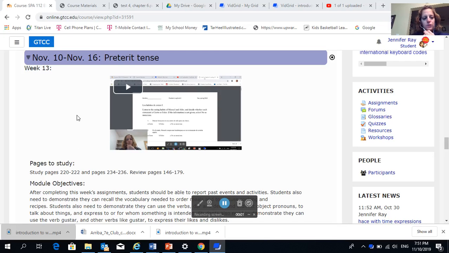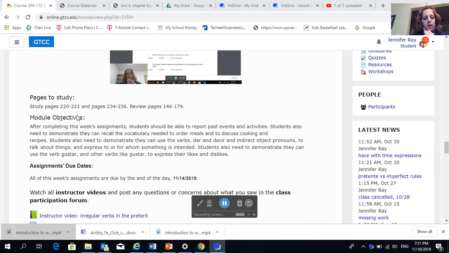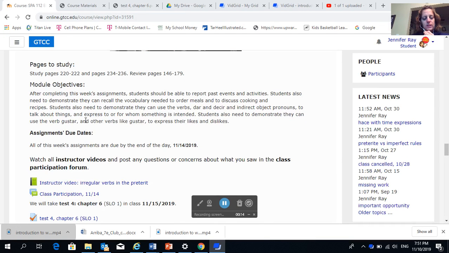Okay, so I'm going to go ahead and introduce you to week 13, November the 10th through the 16th. We're still looking at the preterite tense. You want to study pages 220 to 222 and pages 234 to 236, and you want to review pages 146 to 179. After completing this week's assignments, you all should be able to report past events and activities.